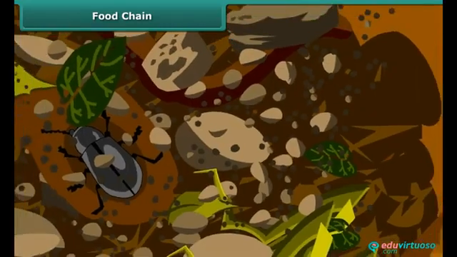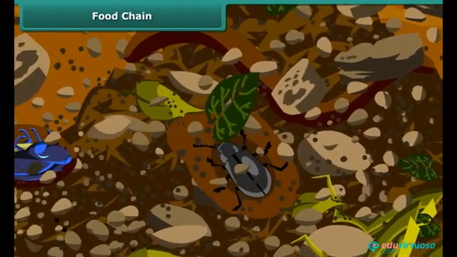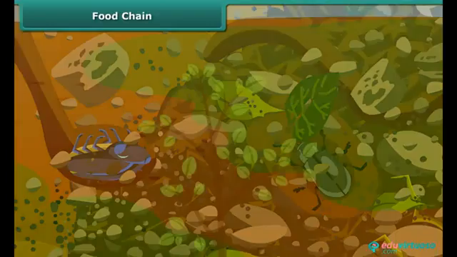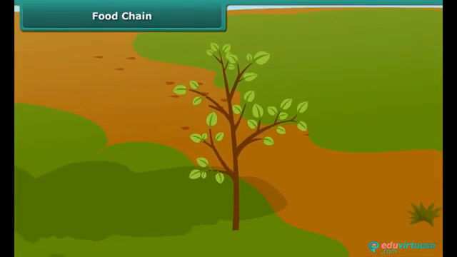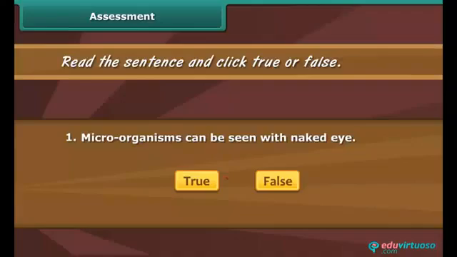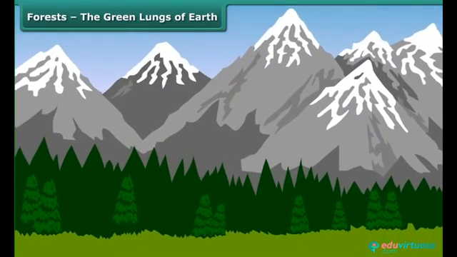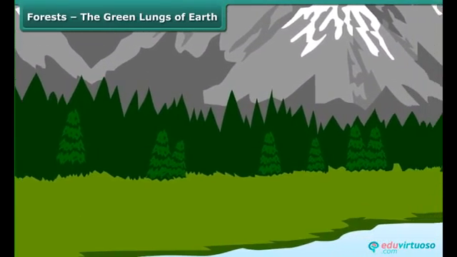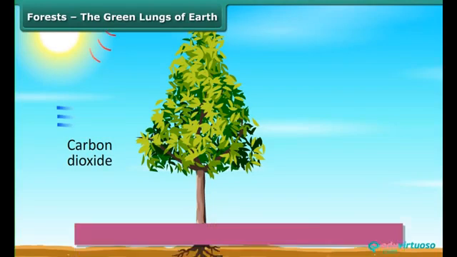Decomposers such as fungi and bacteria feed on the remnants of dead organisms and break them down into humus which provides nutrients to plants. Thus, the food chain comes one full cycle. Forests support many such food chains, which are interlinked to one another to form a food web. Hills have dense forests. Forests maintain the balance of oxygen and carbon dioxide in the atmosphere through photosynthesis.